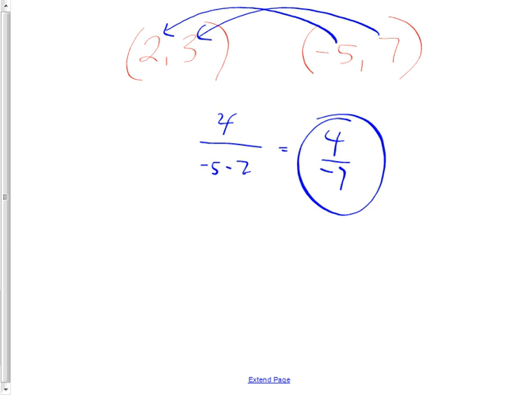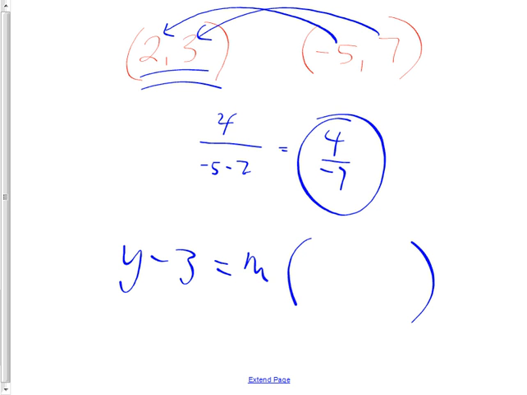Okay, good. Then you go y minus the, what's the y? I'm going to pick this point because it's easier. So I'm going to put in 3 equals m times, oh wait a minute, I know the m. What is m? 4 over negative 7 times x minus, and the x of it is 2. Now if they ask you to write it in point slope form, this is it. You should not write anything else. You should not solve it for y. You need to write it just like this.